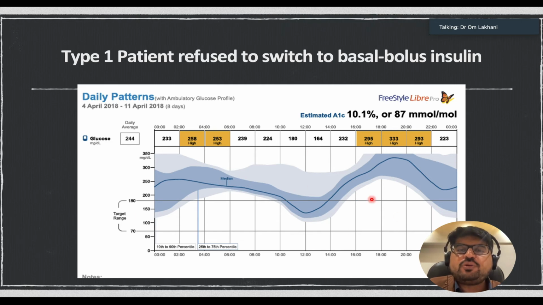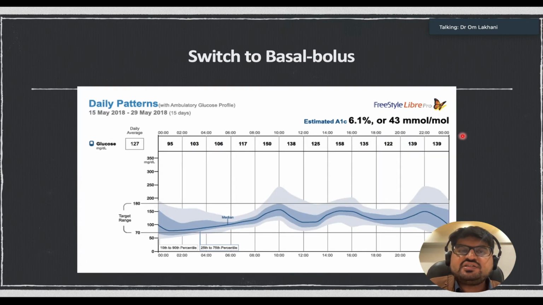It's absolutely topsy-turvy, right? You can see he's taking insulin in the morning. Look at the dip here, look at the highs in the evening. It's completely messed up, right? So as soon as the patient had a look at this, he realized what the problem was. He realized that his pre-mixed insulin is not going to work for him. So he was convinced to switch to basal bolus, and look at this.